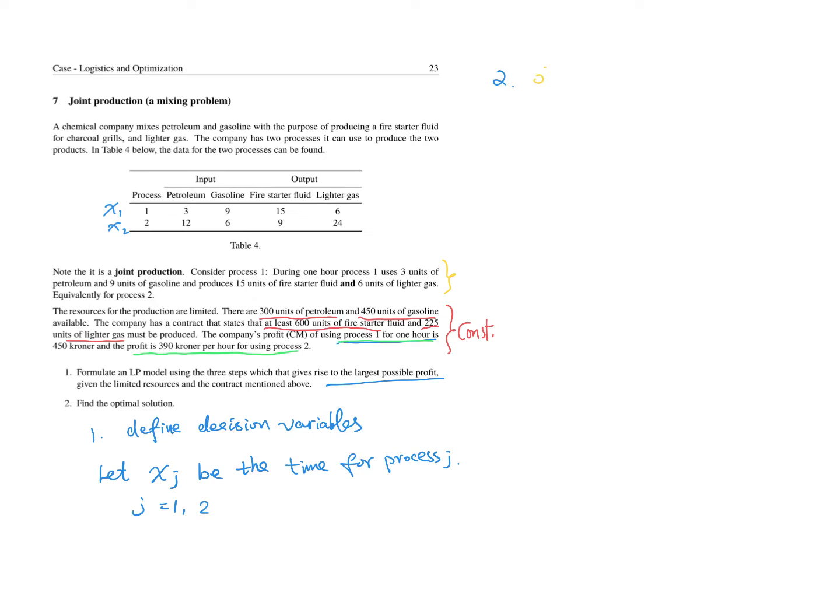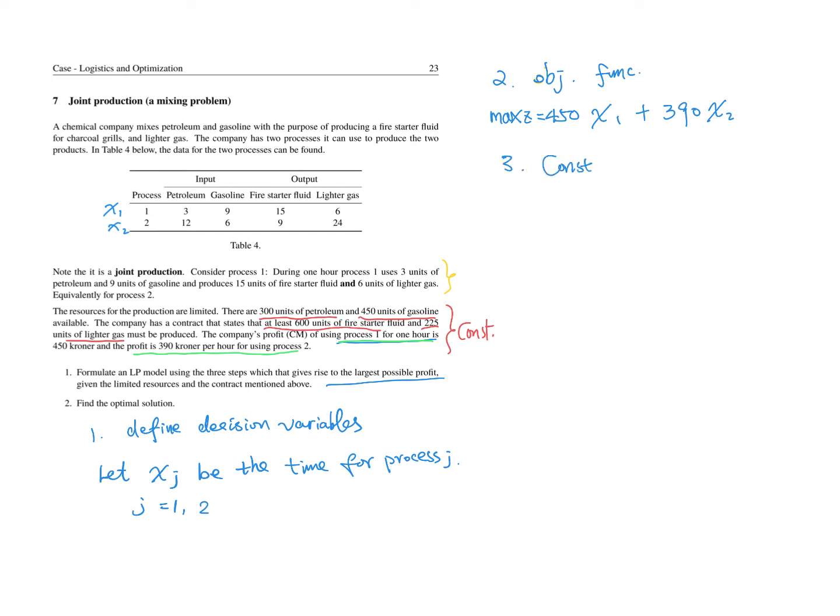First, we try to write down the objective function. Just use a short writing. So the objective function is only related to the time and contribution margin. So here we just write down for process 1, the contribution margin or the unit profit is 150 krona for x1 hours plus 390 krona for x2 units. And this problem is a maximization problem, so we use maximize. So this is the objective function.